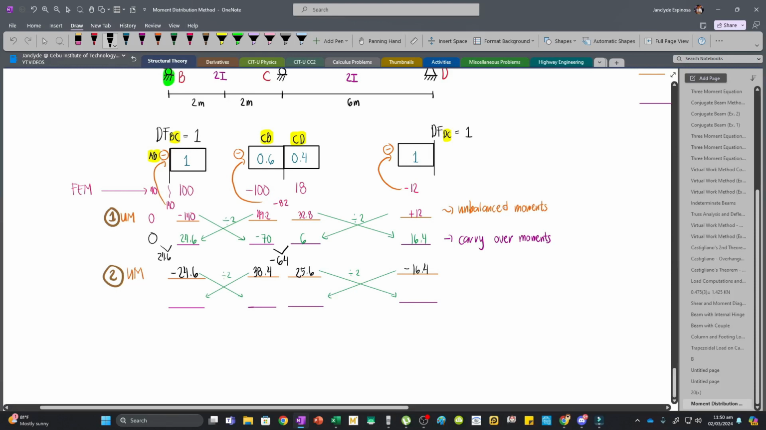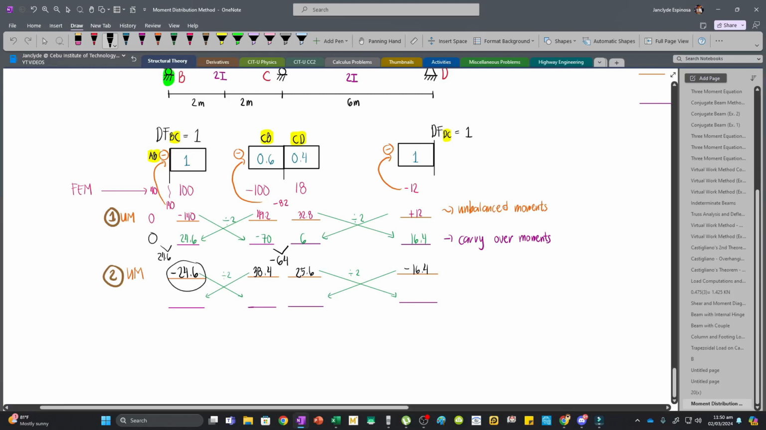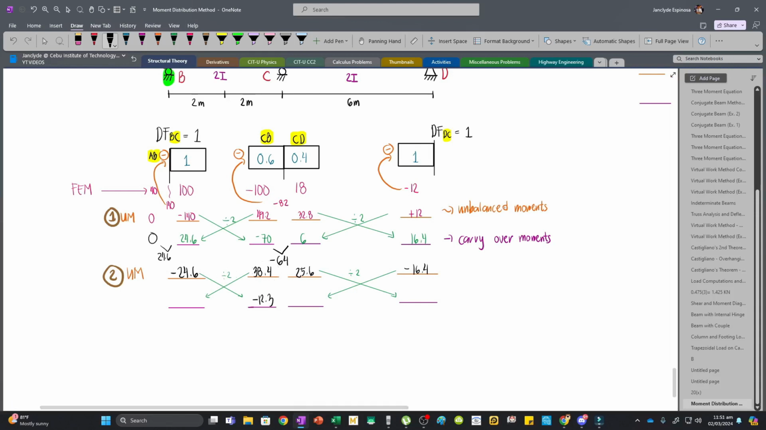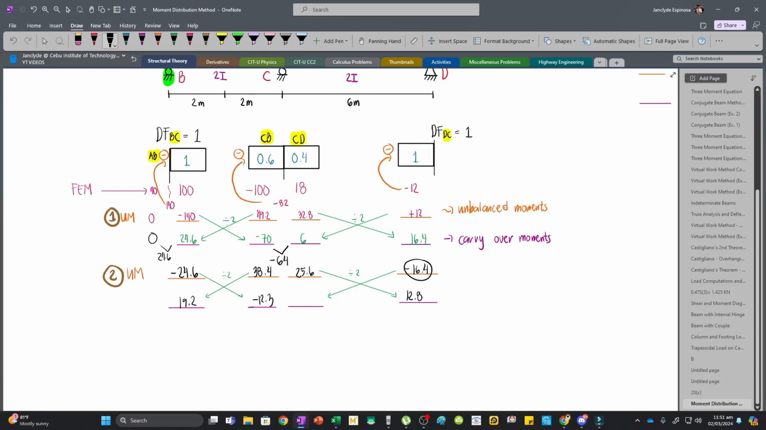And then we'll carry over the moments. So we will divide this by 2. Now minus 24.6 divided by 2 will give us negative 12.3. And then 38.4 divided by 2, that'll give us 19.2. And then 25.6 divided by 2 will be 12.8. And then minus 16.4 divided by 2 will be minus 8.2.